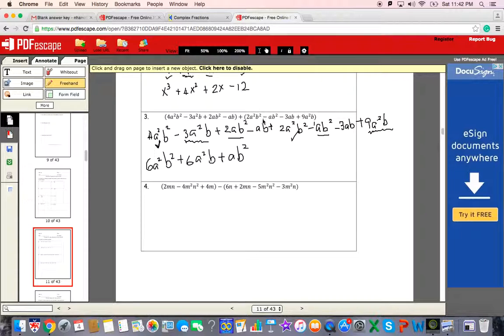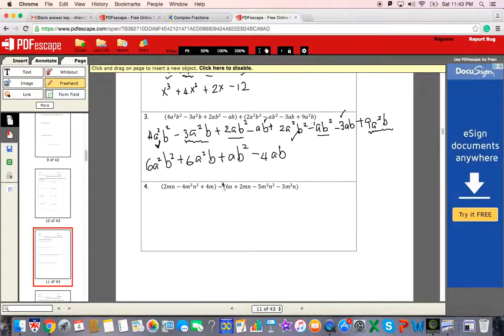All right, and now we're ready for ab. So there's negative ab here, minus 3ab, and that's all there is for ab, that guy and that guy. So that is minus 4ab. And then we go ahead and double check to make sure that none of the terms are alike, even though they look kind of alike, but they're not. So we're done with that one.